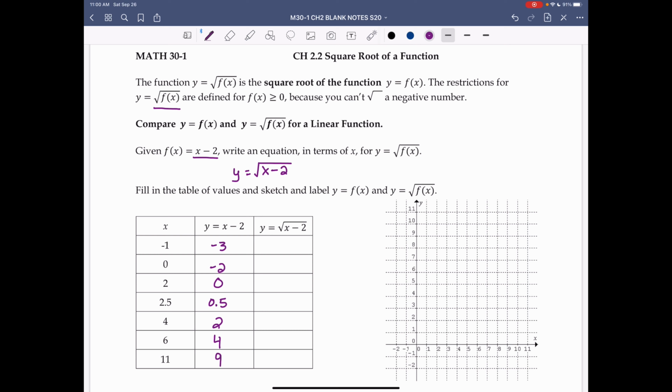Now let's calculate the square root of f of x. So y equals the square root of x minus 2. Well, x minus 2 are the values that we just calculated in this column, so we're just taking the square root of these numbers. Square root of negative 3? Well, we can't take the square root of a negative number, so that is undefined. Next one is negative 2. Same thing, we can't take the square root of a negative number. It's undefined.